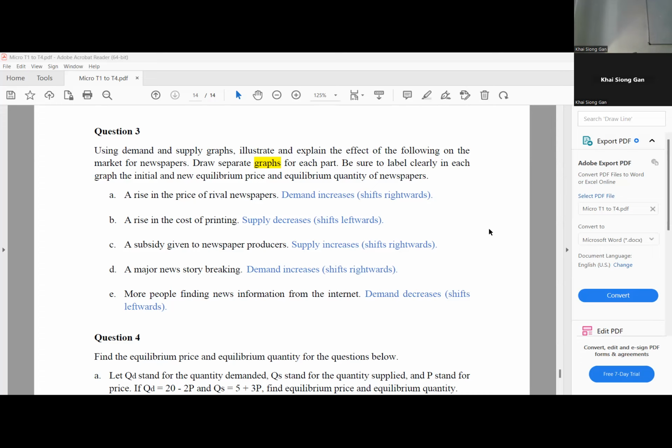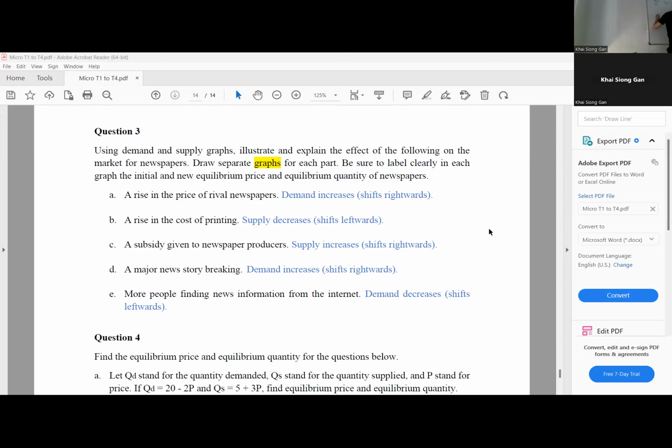First question, a rise in the price of rival newspapers. So for example, we have newspaper A and newspaper B, rivals. So a rise in the price of rival newspaper. So let's say price of A has increased, so quantity demanded for newspaper A will go down. No one will want to buy newspaper A anymore. Everyone will go to buy newspaper B. So the demand for newspaper B will increase.